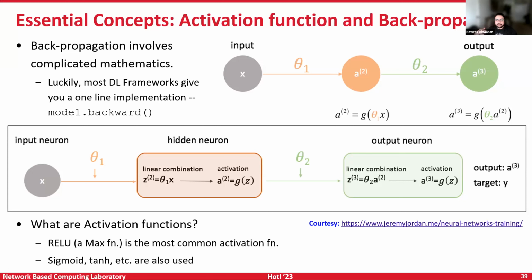Then in the backward pass, to adjust the weights, we need to calculate the gradients. So we need to calculate the derivatives of these activation functions and then propagate the error back. Luckily, most DL frameworks will give us a one-line implementation of all of this. You just call model.backward and it will do all the complicated math for you. Even if you want to define a new architecture with your own layers, define the number of neurons and different types of layers, maybe convolutions or multi-head attention, all of that will be taken care of by the DL framework.